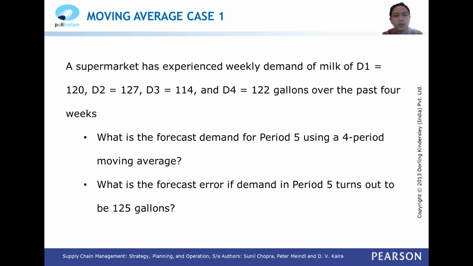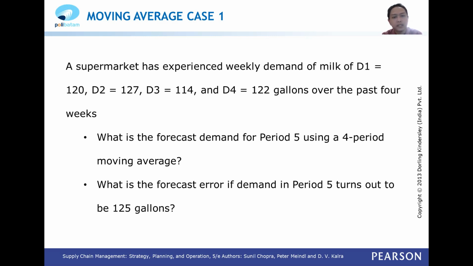Okay, here we have the first case study. We have a problem here. A supermarket has demand for 4 weeks in a row. Demand 1 is 120 gallons. Demand 2 is 127 gallons. Demand 3 is 114 gallons. And demand 4 is 122 gallons.